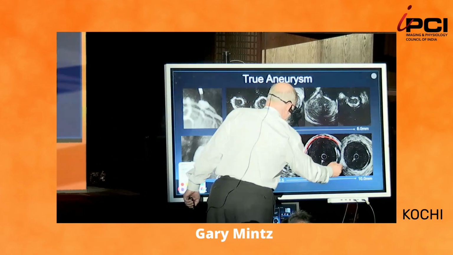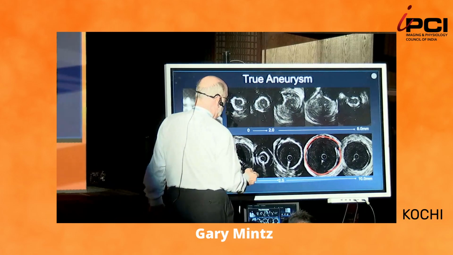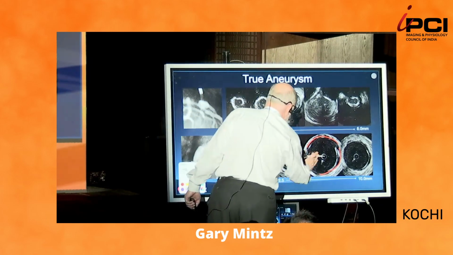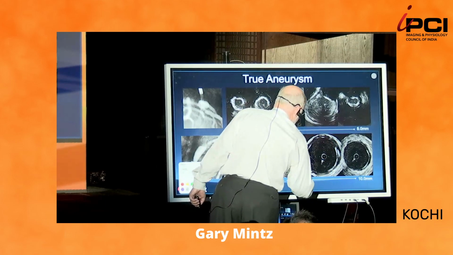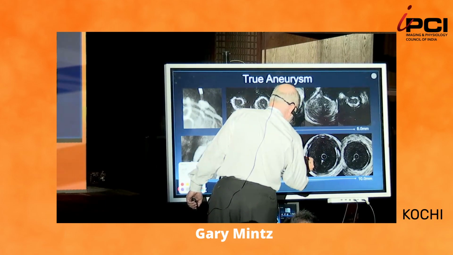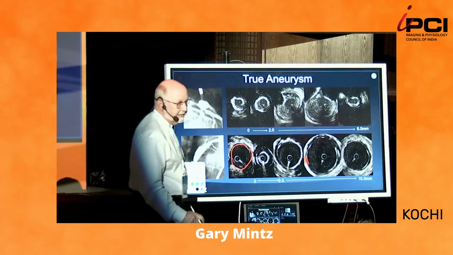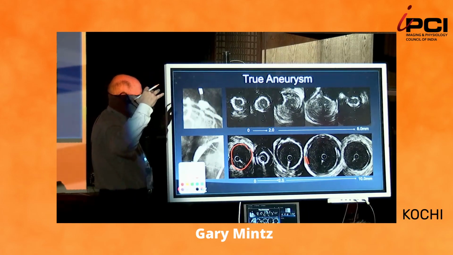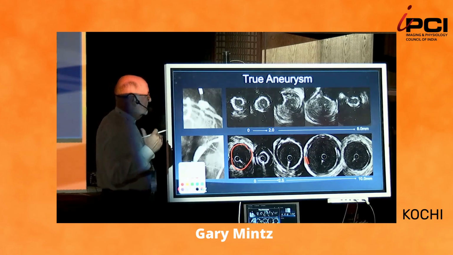This is a boy with Kawasaki's disease, much larger than the reference, and it has 3 layers. It has intima, media, and adventitia, okay? That's the characteristic of a true aneurysm. 50% larger than the proximal reference with all 3 layers intact.